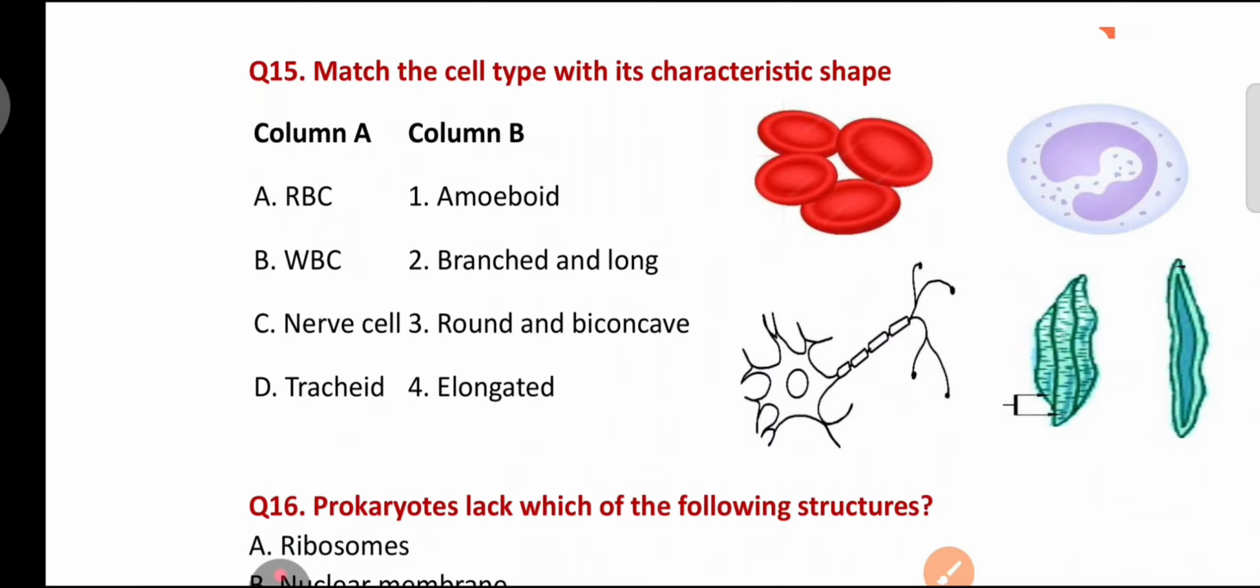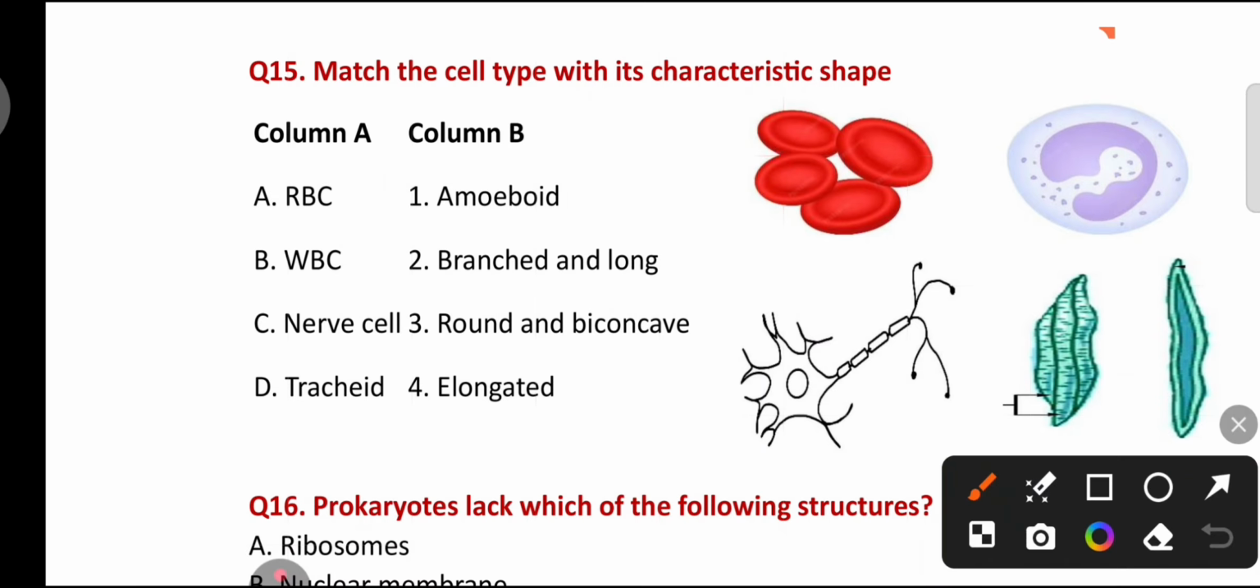Match the cell type with its characteristic shape. RBC, round and biconcave. WBC, amoeboid. Nerve cells, branched and long. Tracheids, elongated.